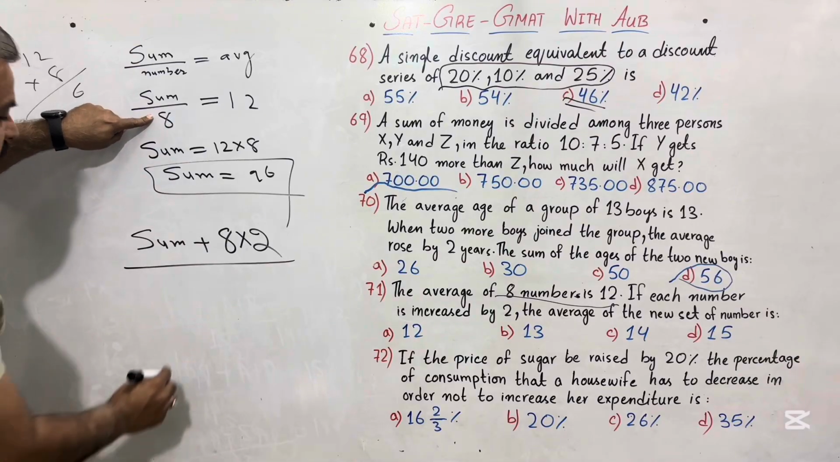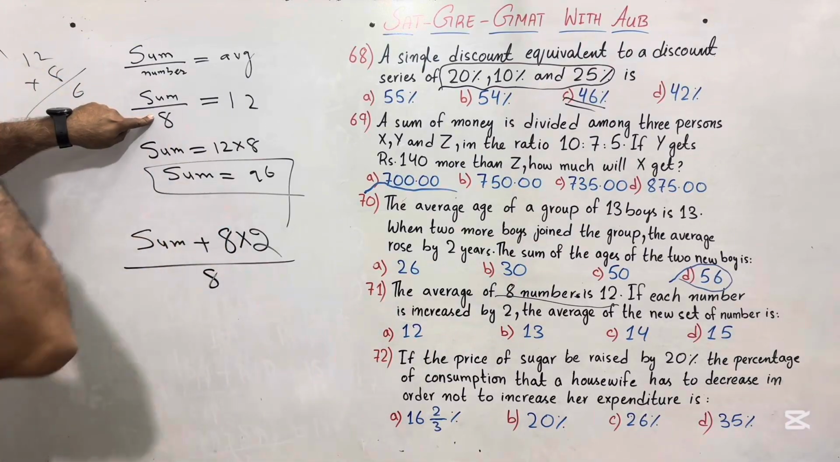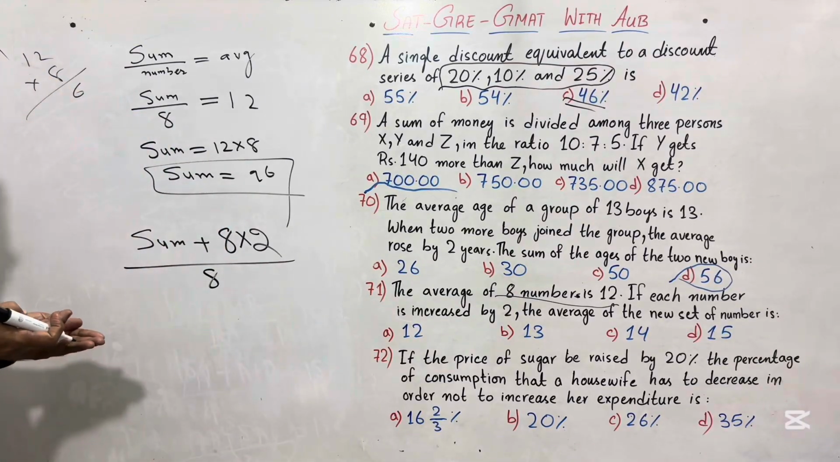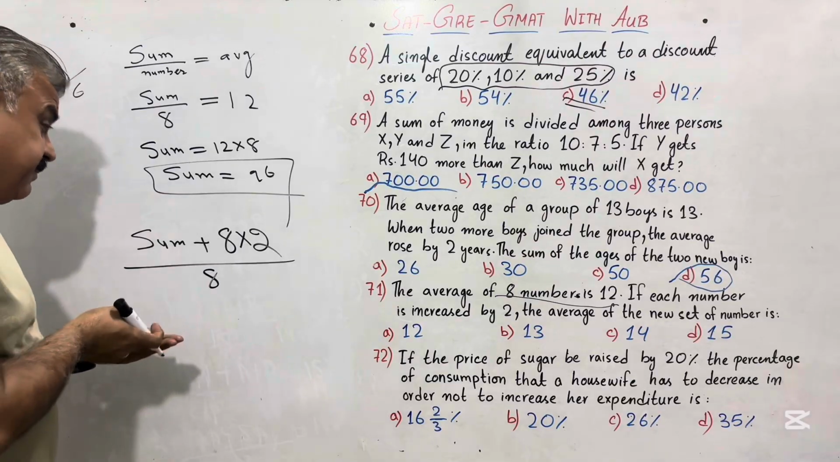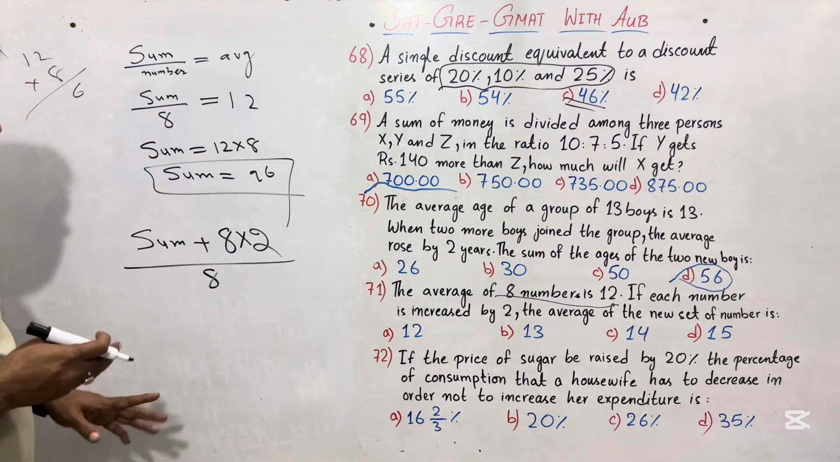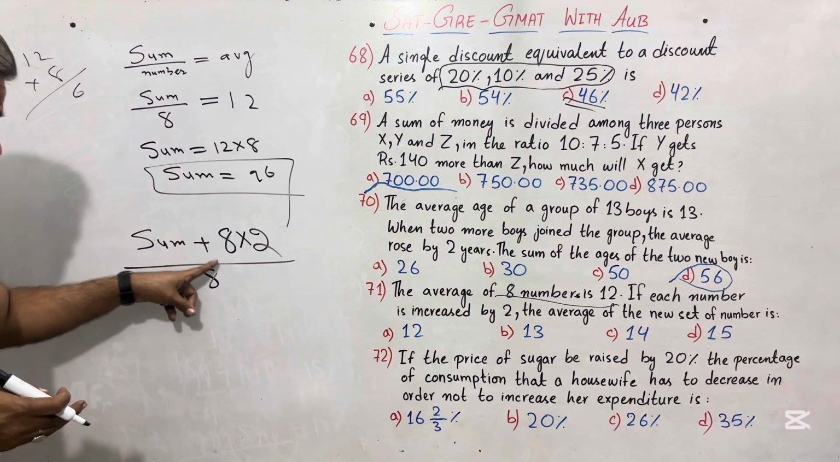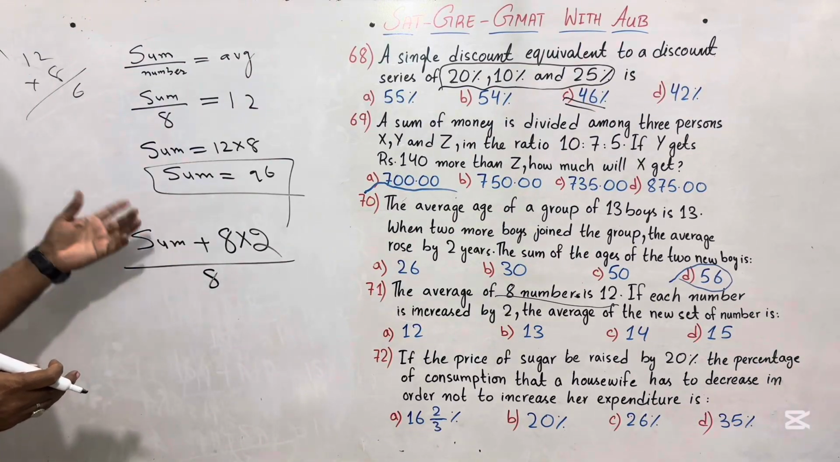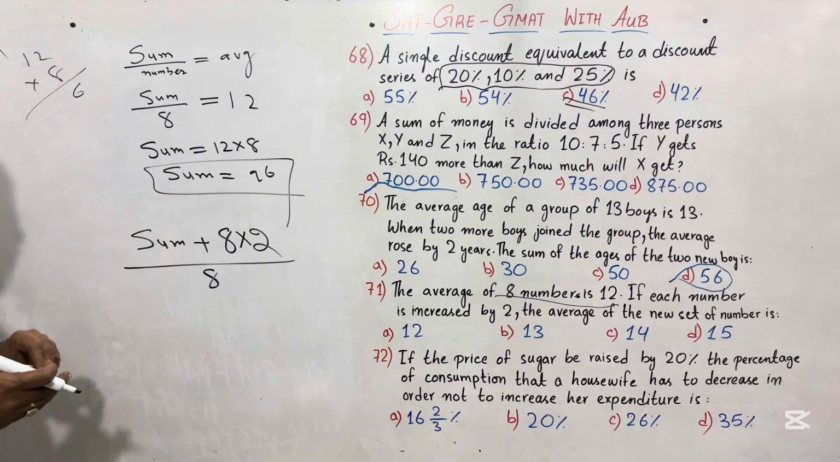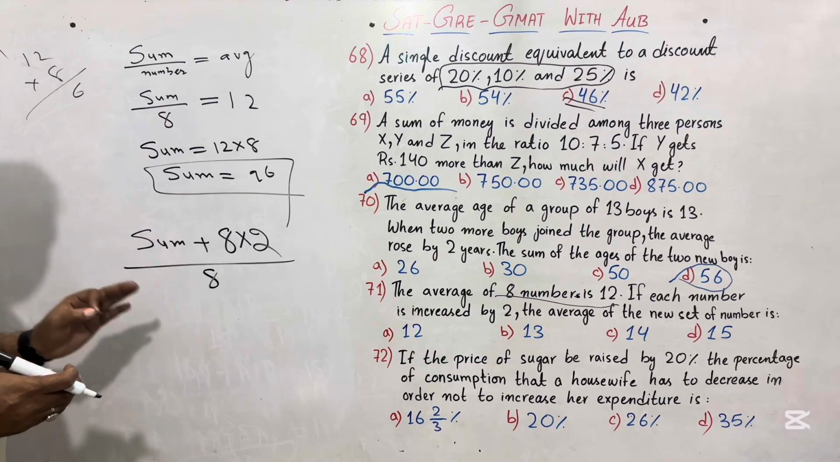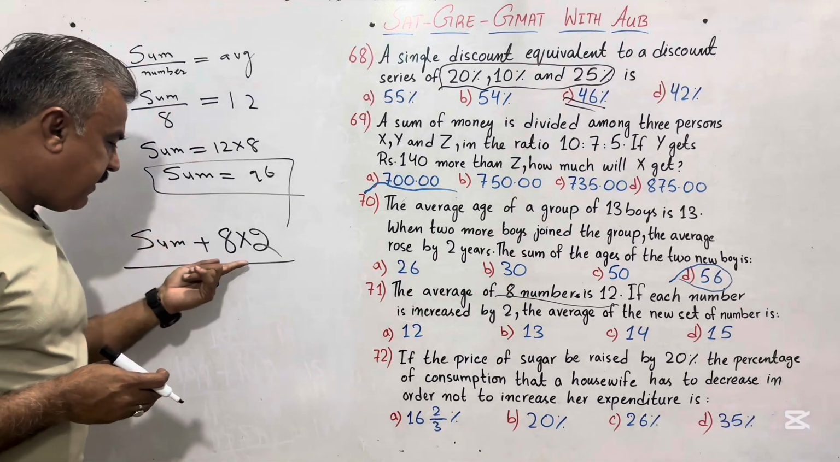However, the total number of numbers remains the same. We have only increased their magnitude, not the count. I have taken 8 as 8, because there are still 8 numbers. We have only increased each number by 2.